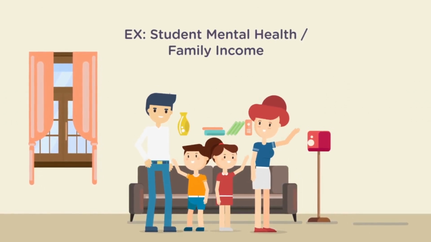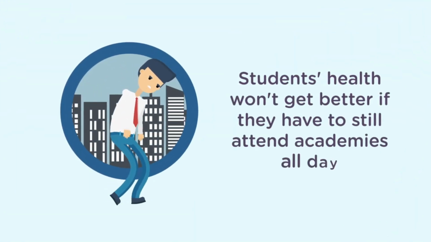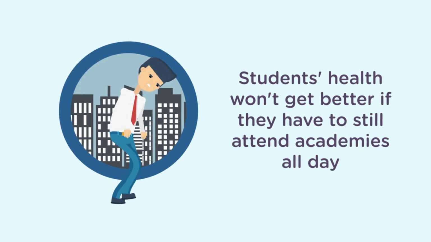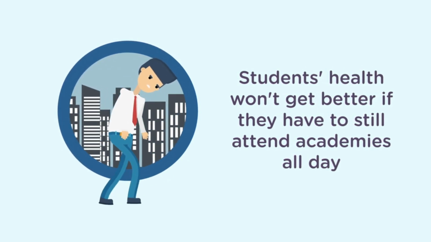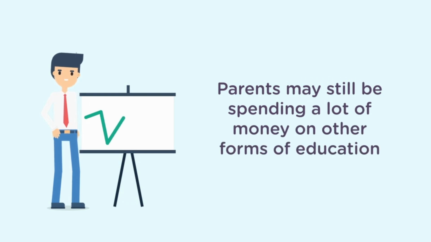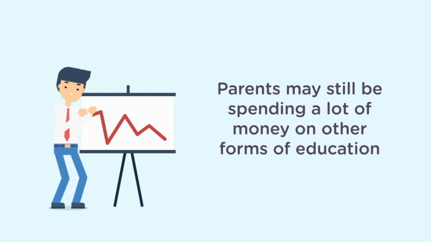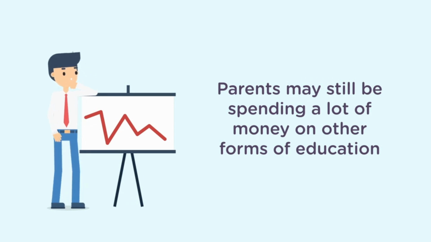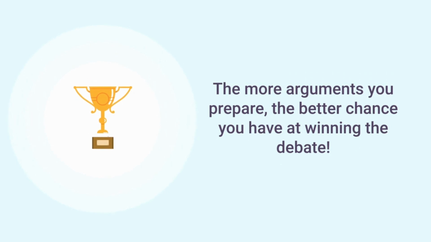Our con team arguments could be how students' health or well-being won't be improved due to attending academies for longer hours. Or we could argue something such as parents will still spend money on their children's education in other ways, perhaps through private tutoring or other forms of education that is outside of an academy. There are many ways to preempt arguments. My rule of thumb is that the more prepared the con team is for the debate, the better chance they have of winning.